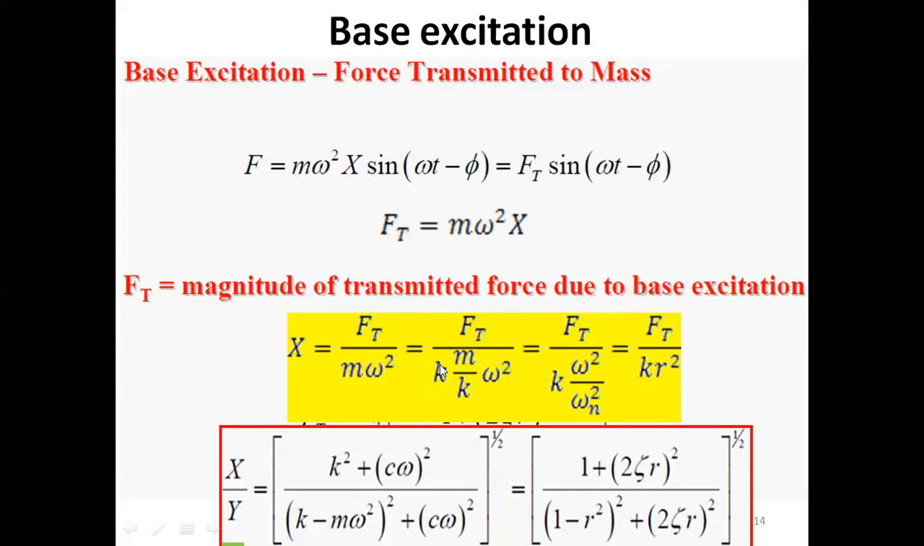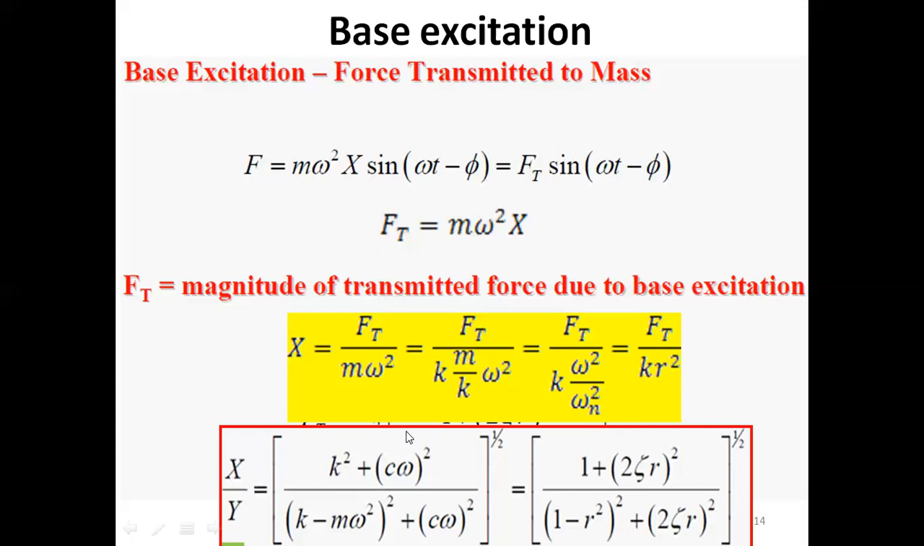And what other thing we are doing here, I'm multiplying the numerator by k and dividing by k. m by k is 1 over omega n square. So afterward we would have Ft by k times omega by omega n whole square. Omega by omega n, we define this as a frequency ratio r. So capital X would be equal to Ft by k times r square.